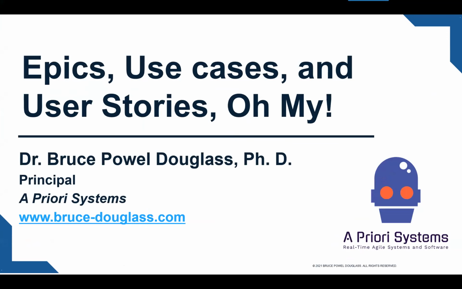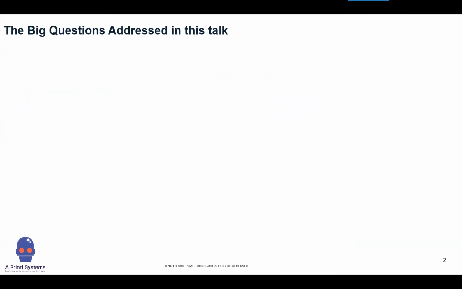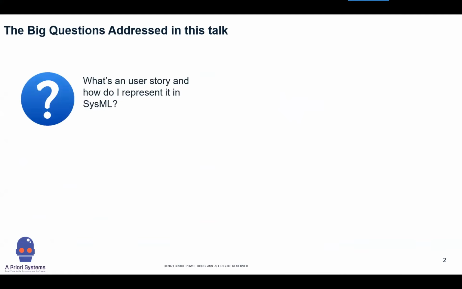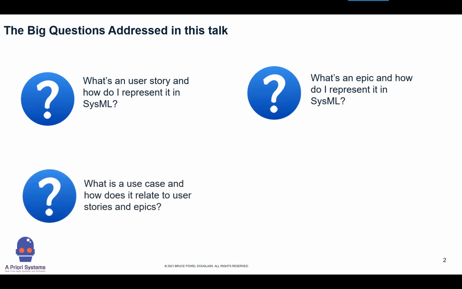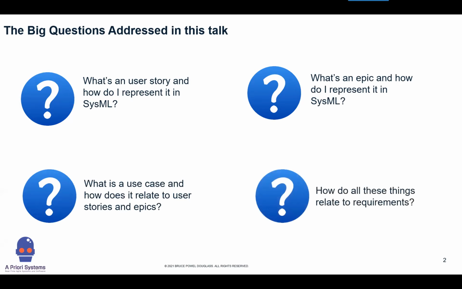Today, what I want to talk about in this particular Lunch and Learn is epics, user stories, and use cases. In this lecture, we'll talk about 4 primary questions. The first of these is, so what's a user story? Because that's a national thing. How to represent it in SysML. What's an epic and how to represent that in SysML? What's the use case and how does it relate to user stories and epics? And then how do all these things relate to requirements?